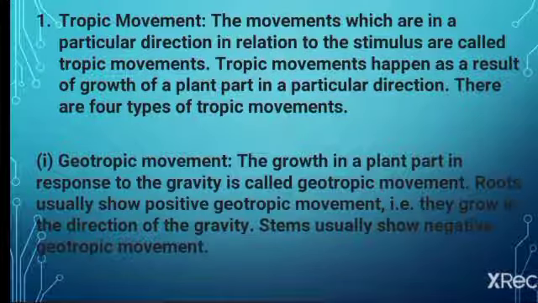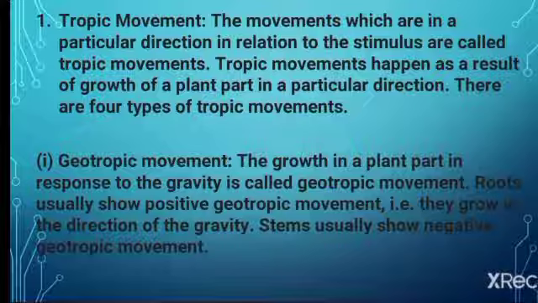Tropic movement. The movements which are in a particular direction in relation to stimulus are called tropic movement. Tropic movement happens as a result of growth of a plant part in a particular direction. There are four types of tropic movement: geotropic movement, phototropic movement, hydrotropic movement, and thermotropic movement.